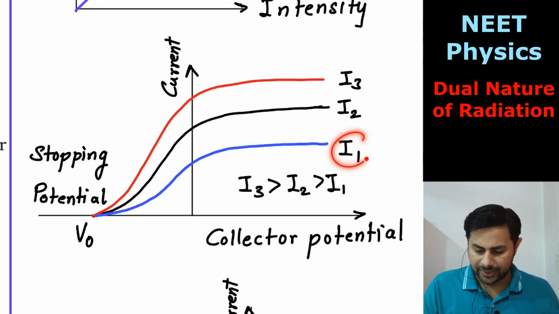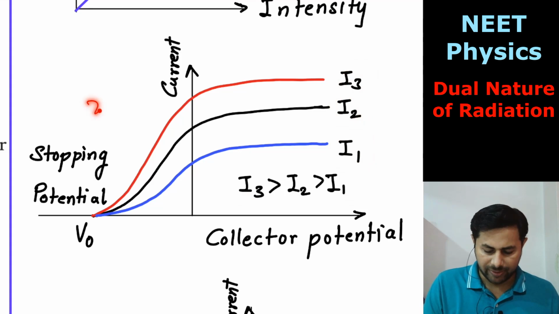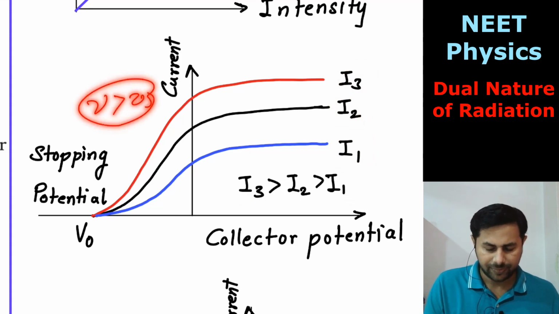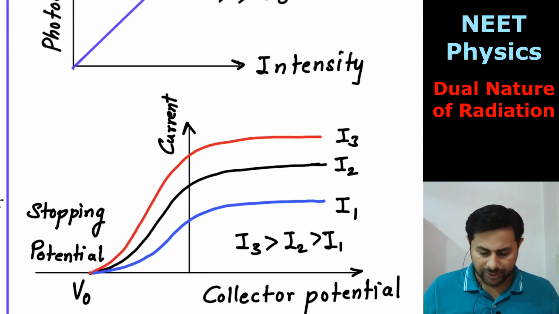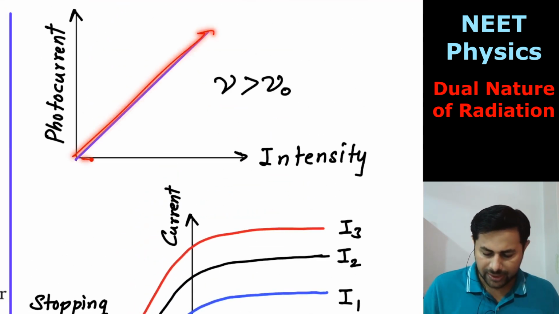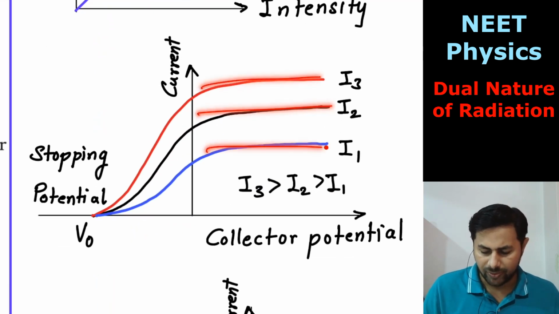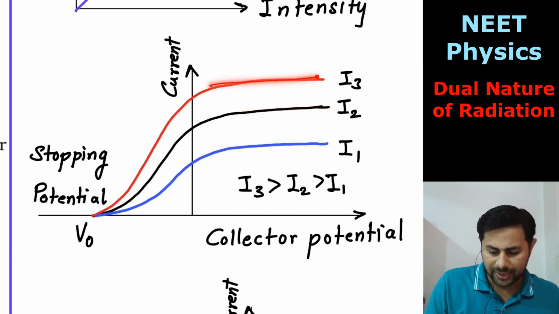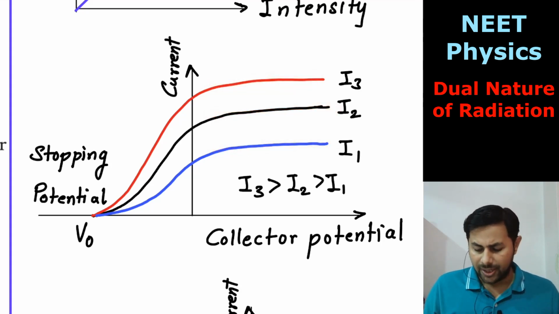You choose different intensities I1, I2, I3. I3 is greater than I2 is greater than I1. Frequency is constant. Frequency nu is greater than nu naught, right? We have seen that photocurrent is directly proportional to intensity. So if intensity is greater, the current will be more. So current for I3 is greater than current for I2, and it's greater than current for I1, right?